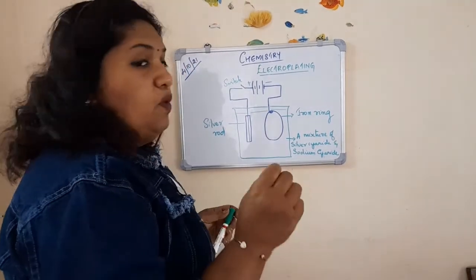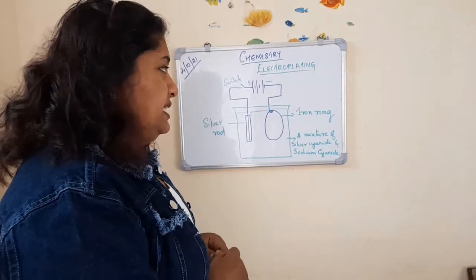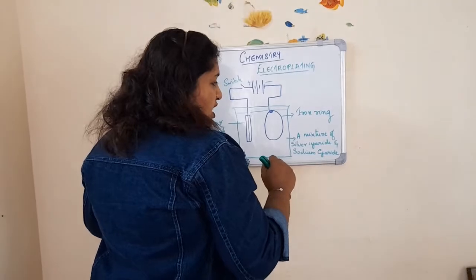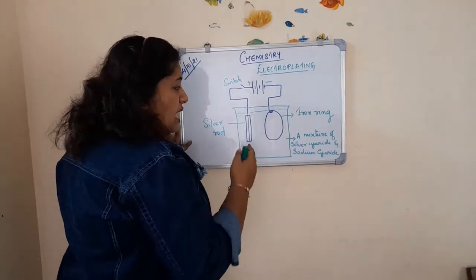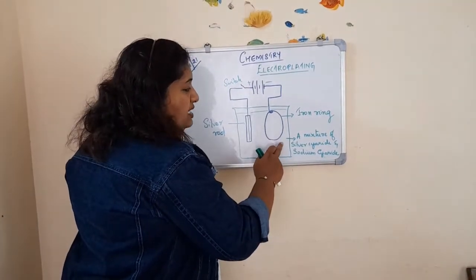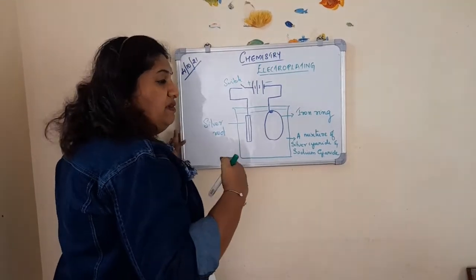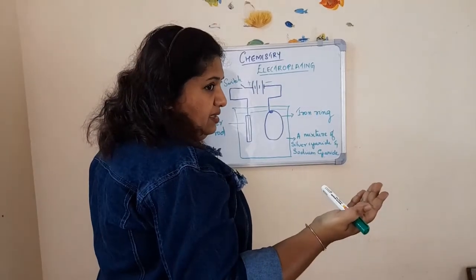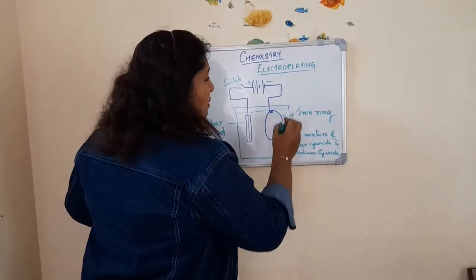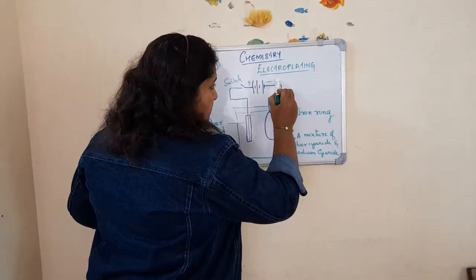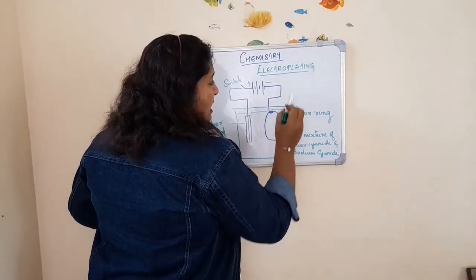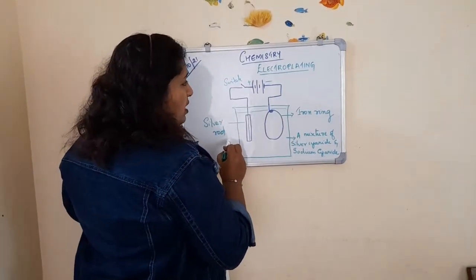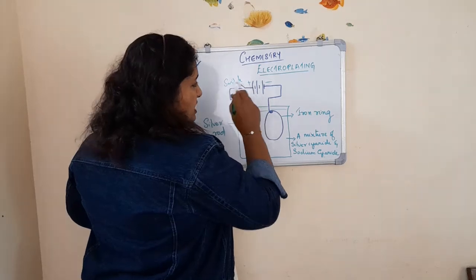Now, the most important thing that you have to understand here is that we have the positive cell and the negative cell, isn't it? I want to coat silver metal onto that iron ring. So, whatever metal I want to electroplate, that metal should be connected to the negative part, and the silver rod is connected to the positive.